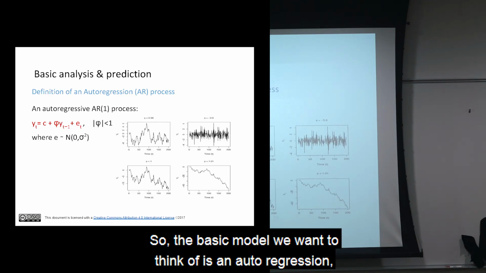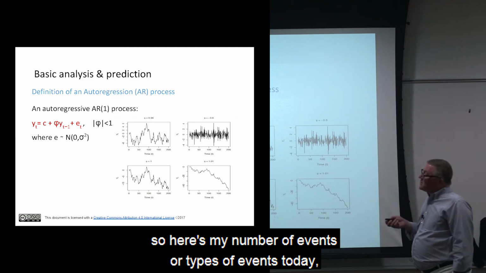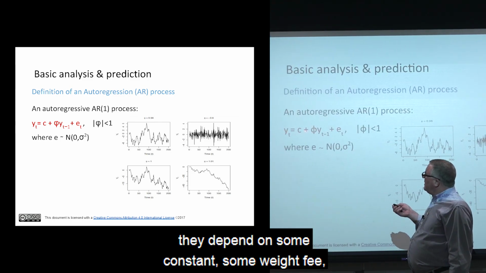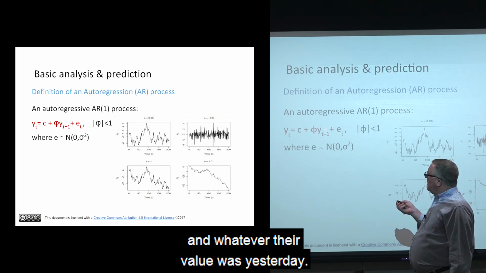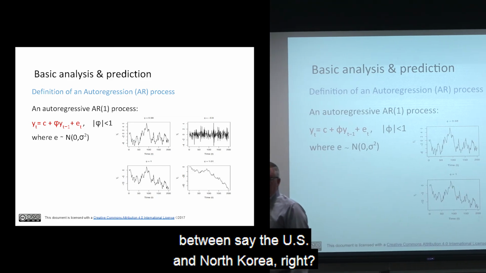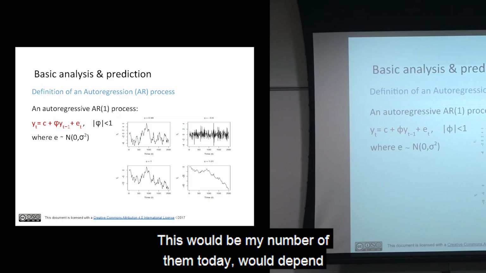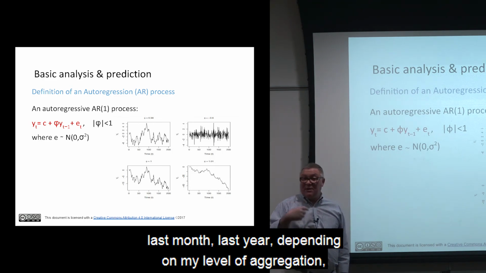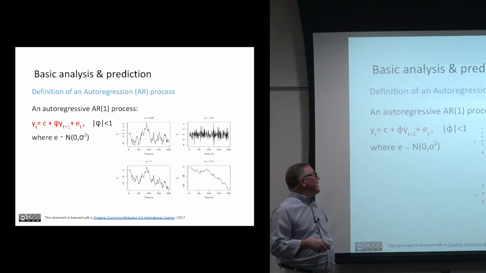So the basic model we want to think of is an autoregression. So here's my number of events or types of events today. They depend on some constant, some weight, phi, and whatever their value was yesterday. So if I think about those material conflict events between, say, the US and North Korea, right? This would be my number of them today. It would depend on some fixed level or constant. How many there were last period, last month, last year, depending on my level of aggregation.